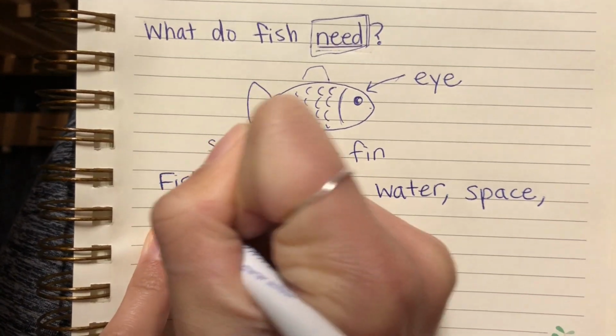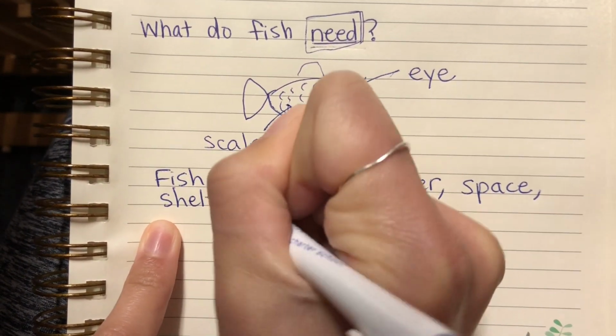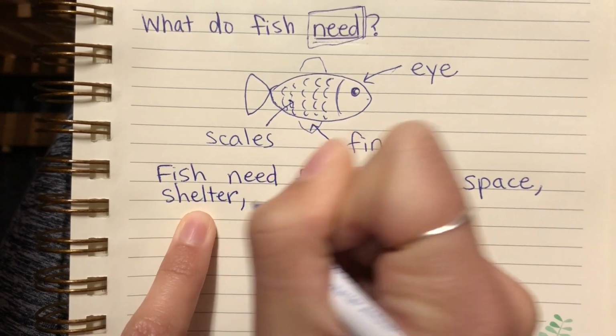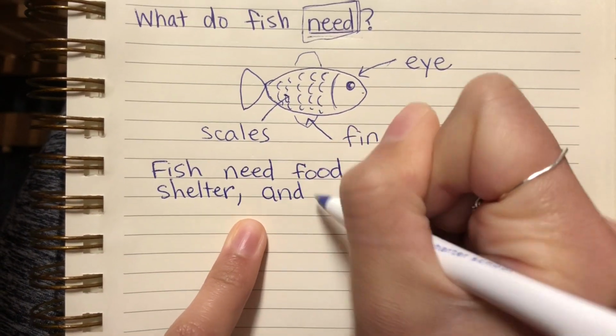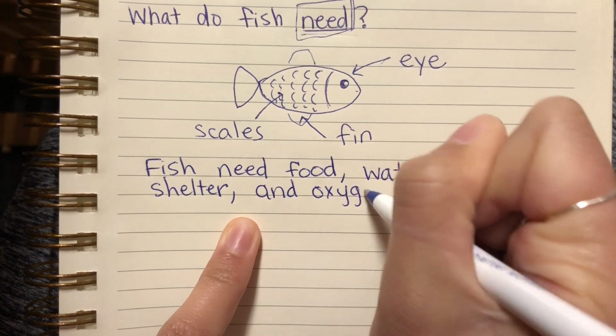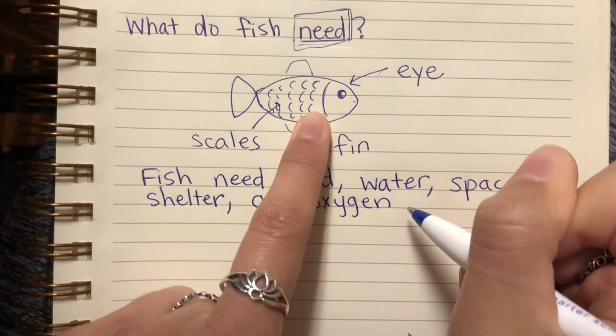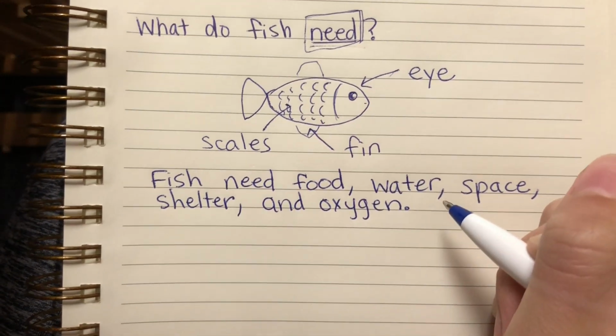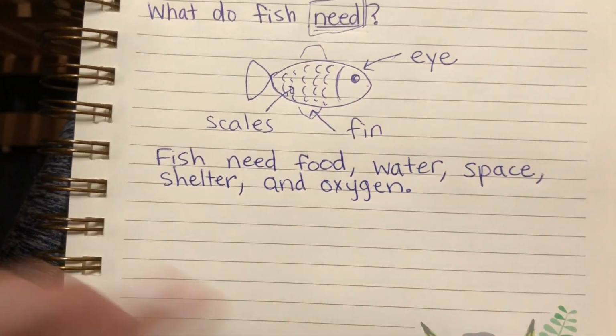Shelter. I remember Miss Lambert talking about how they need a place to live, a shelter. And oxygen. I remember reading that they have their gills to breathe in oxygen, just like we have our noses and lungs to breathe in oxygen.